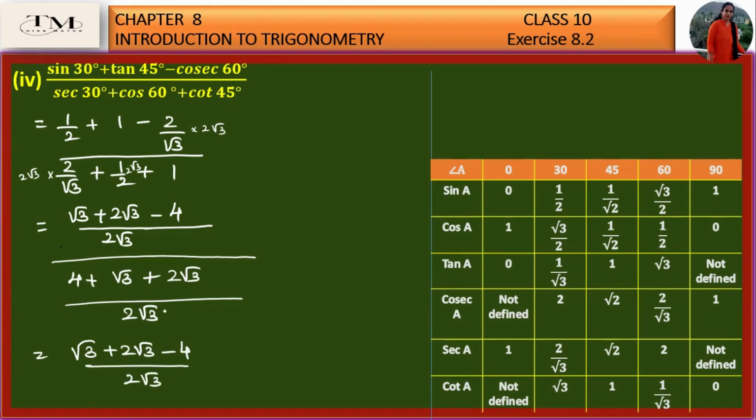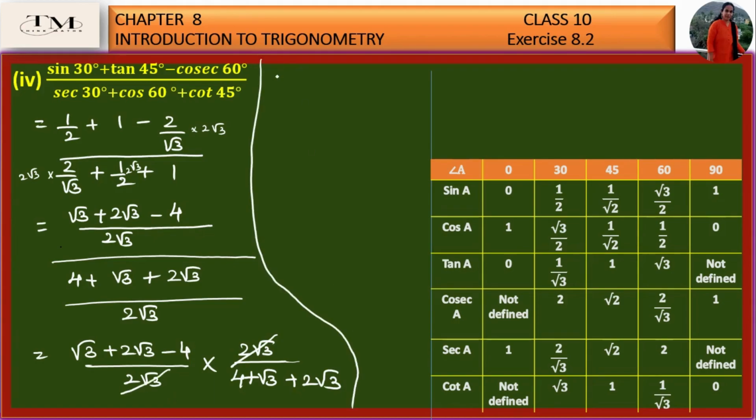In the denominator we also have a fraction. So now I am going to take this fraction to the top, that is in product. So if we change this to product, it will be inversed. So it will be 2 root 3 divided by 4 plus root 3 plus 2 root 3. Okay, children. Now this 2 root 3 gets cancelled. Next we have to calculate and take the roots in the denominator. In the numerator we have root 3 plus 2 root 3. So it will become 3 root 3 minus 4, divided by the denominator we have 4 plus 2.